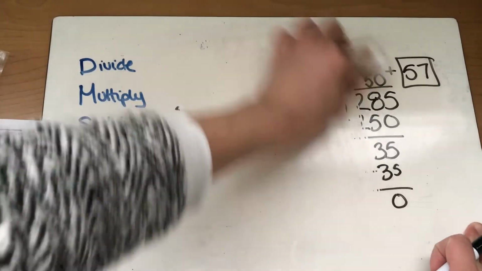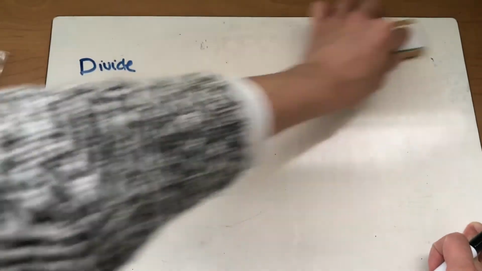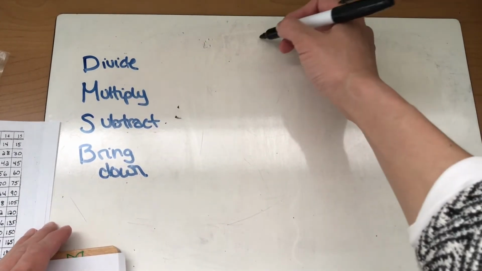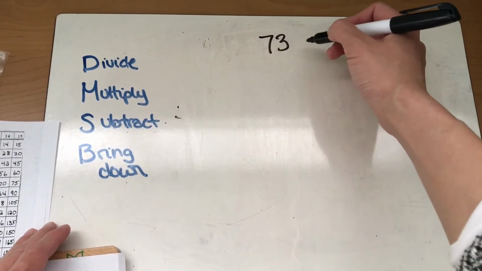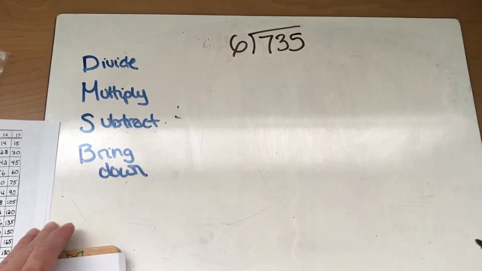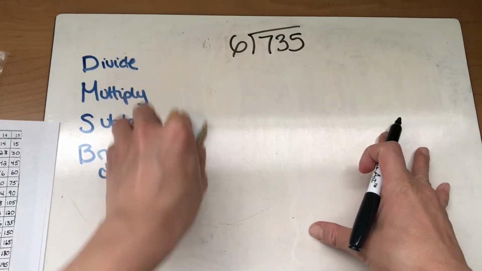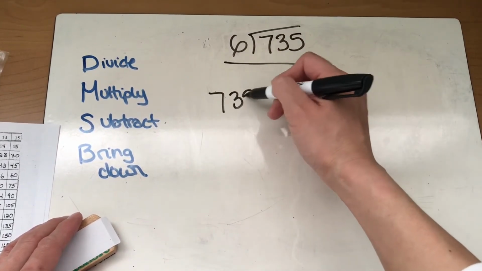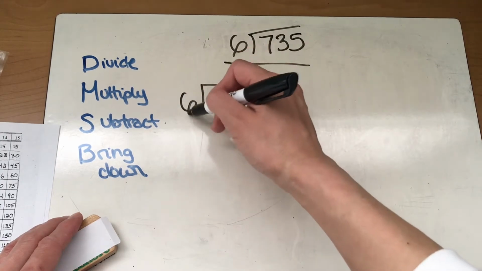This time, my example is going to have a remainder. So in this example, I'm going to have 735 divided by 6. So again, in the traditional way, we will start off there. 735 divided by 6.